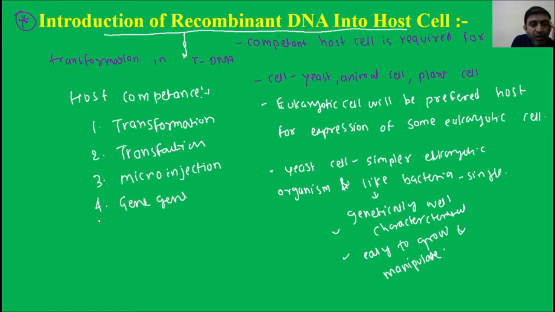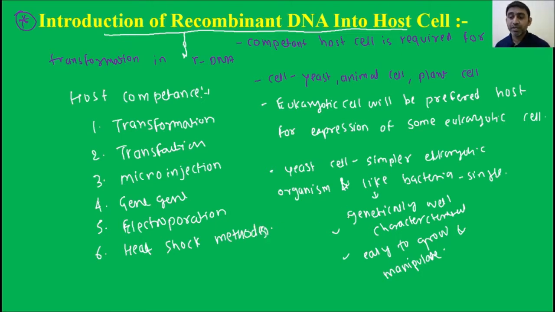Gene guns are called biolistic guns. Then electroporation, or heat shock method. I already told you about the heat shock method. So these are the different methods used to uptake the DNA into the host cell. We are going to see them one by one.